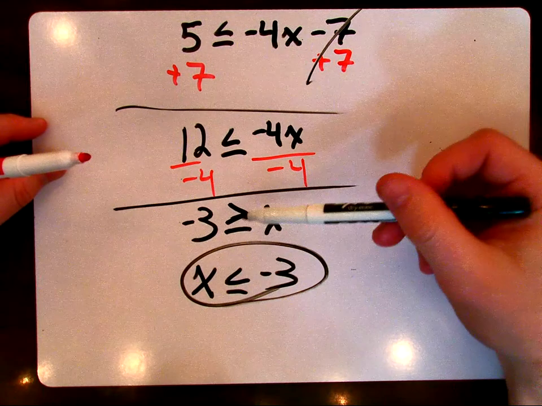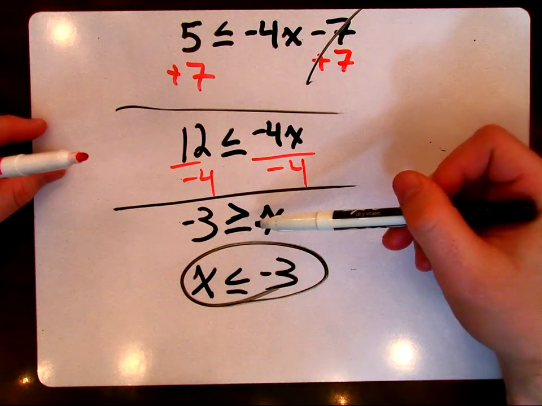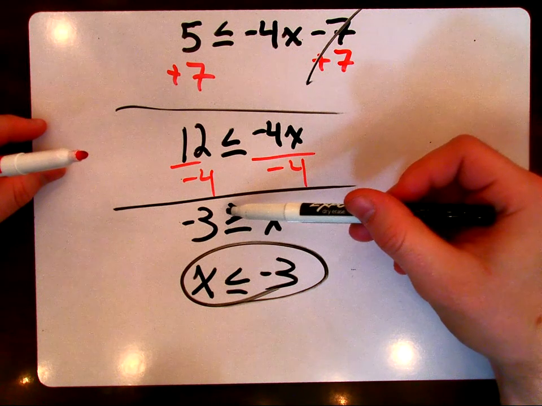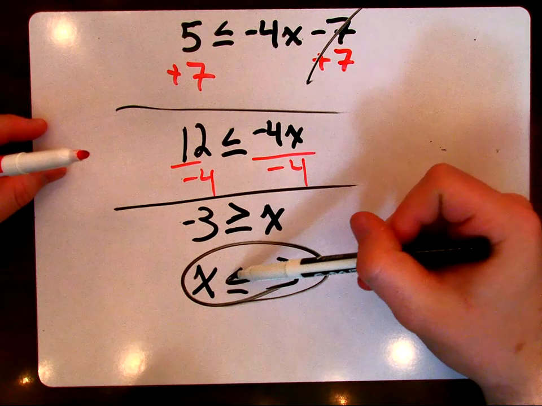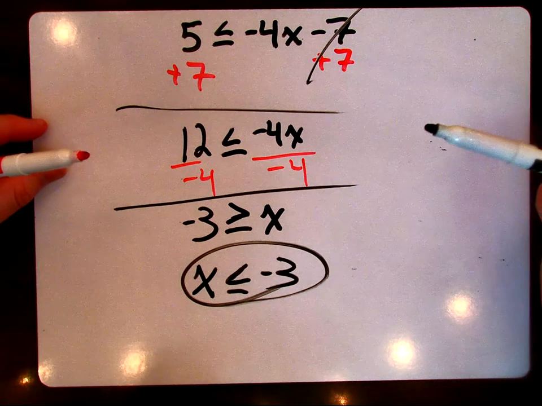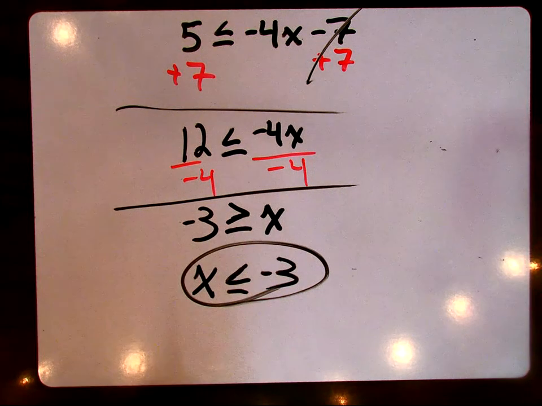Again, make sure you're seeing how the inequality symbol is facing. It's saying that the larger amount is that negative 3, so you want to make sure it's still saying that when we rewrite it. When you go to graph it, it will look like this.